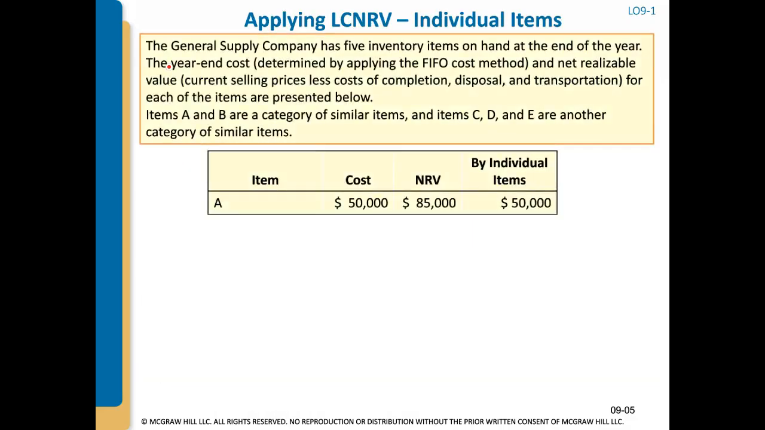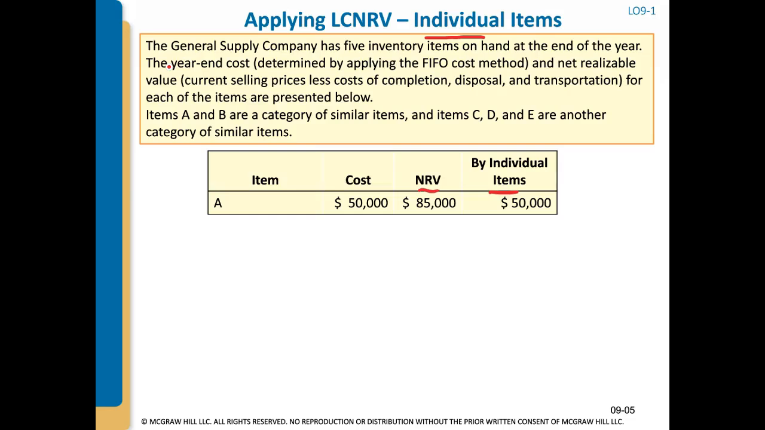There are three different ways that a company can determine how they want to group their inventory and then decide to do the lower of cost or net realizable value analysis. And the first way is they can look at item by item. They can look at individual items and look at each inventory item and say, okay, here's my cost for this piece of inventory, and here is my net realizable value, and which one's lower.